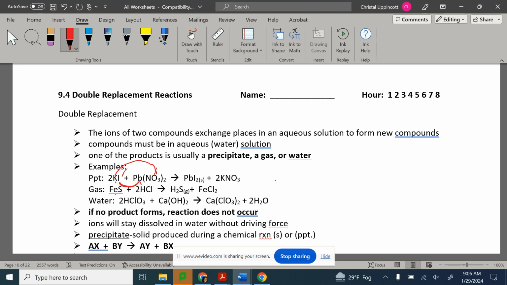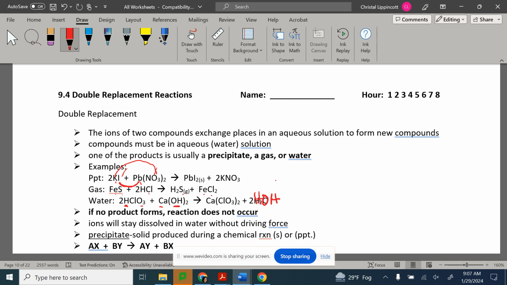Here, same thing. We've got our iron. Iron is going to go here. The chlorine from this one is going to go with the iron, and the sulfur from this one is going to go with the hydrogen. Remember, we can rewrite this as HOH, and then this one will make more sense too. The hydrogen is going to go with the hydroxide, making water, and your calcium and your chlorate are going to go together to make these two things. So that's what we're doing as far as swapping ions around.